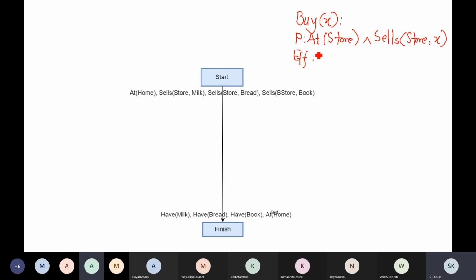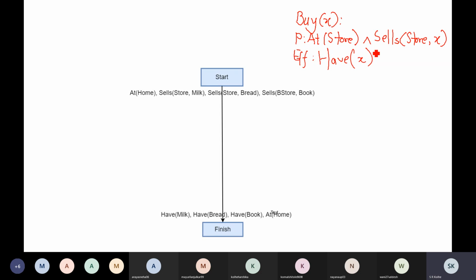Logical. Yes, repeat. Have X. Right, have X, correct. So if I replace X with milk, to buy milk, the robot will be at the store and the store should sell milk. If both are true, then the robot will have milk.